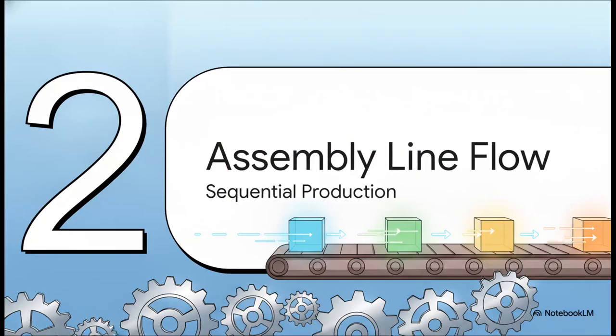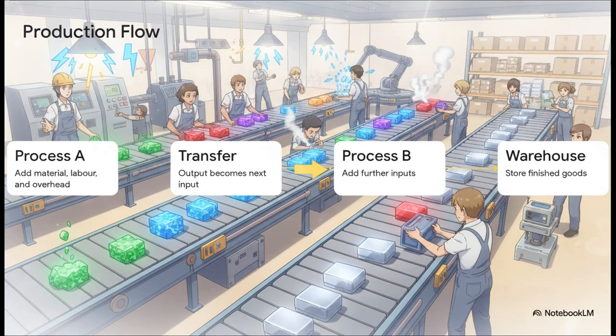Moving on to Section 2, the assembly line flow. Let's see how these materials physically move through a step-by-step operation. Think of a giant conveyor belt. In process A, raw materials go in, workers do their thing, and factory overhead, like electricity, is applied. But here's the real magic trick of process costing. The completed output and the accumulated cost of process A literally becomes the raw material input for process B. Process B then adds its own materials, its own labor, and its own overhead before transferring the totally finished good to the warehouse. It's essentially a continuous baton pass of physical goods and their financial values.